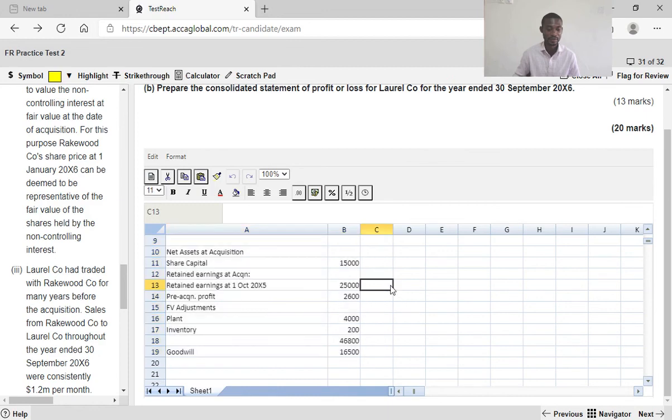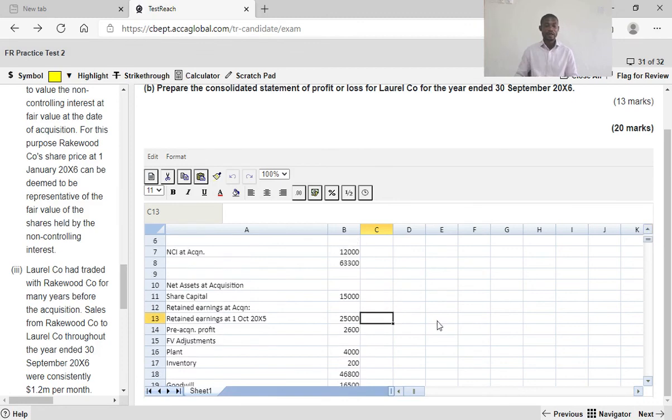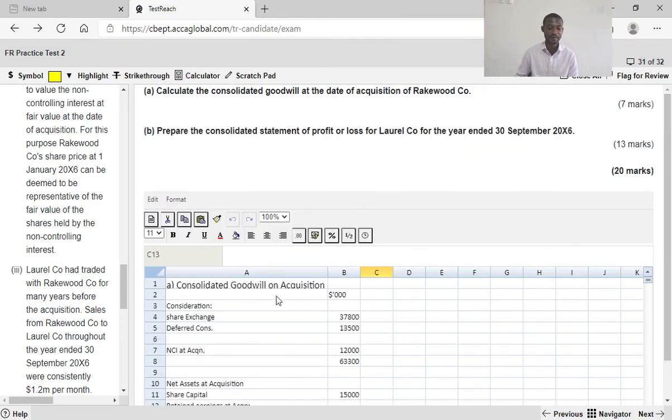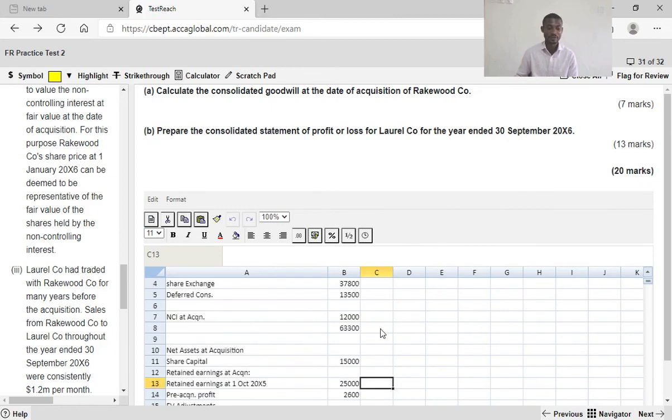It's not responding, but I hope you have a good look at this, right from the calculation of the consideration and then the net assets.